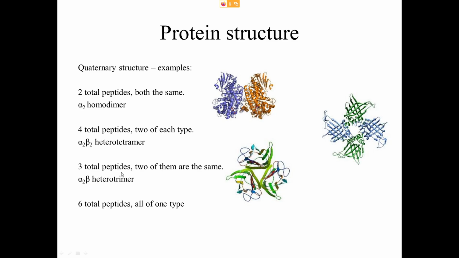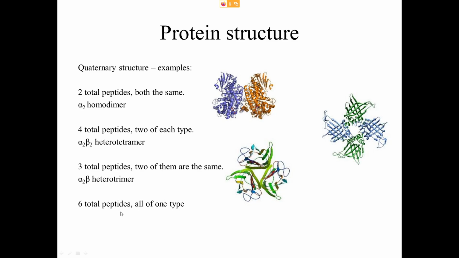Another type of heterotrimer would be if all 3 are different from each other, and you would list that as alpha, beta, gamma heterotrimer. Again, just add up all the subscripts, 2, and there's an understood 1 here, much like your chemical formulas. And then lastly, I have 6 total peptides present, all of one type.